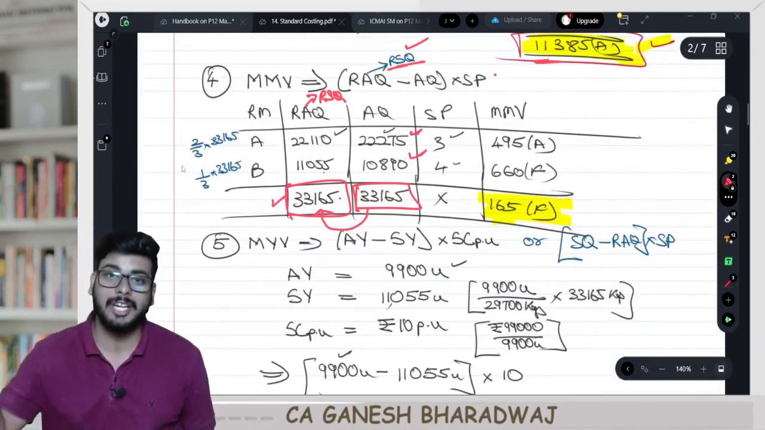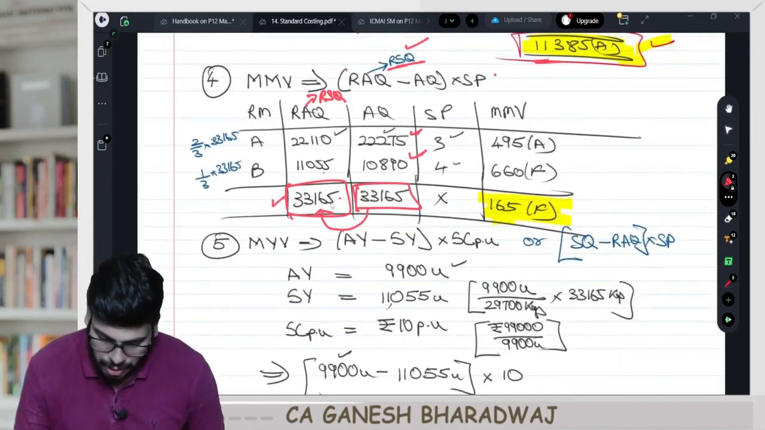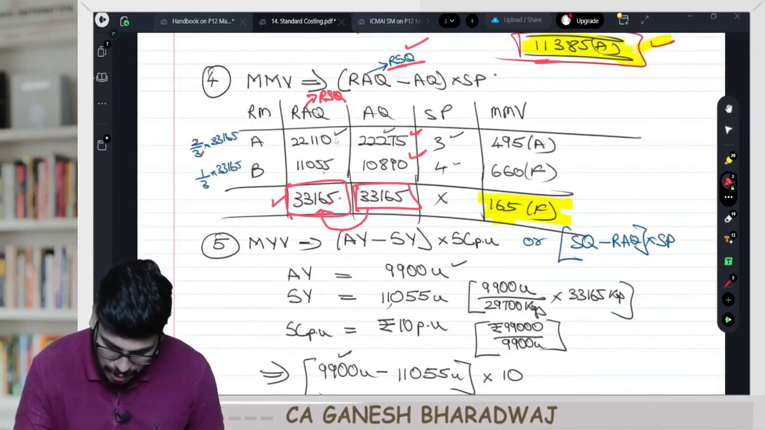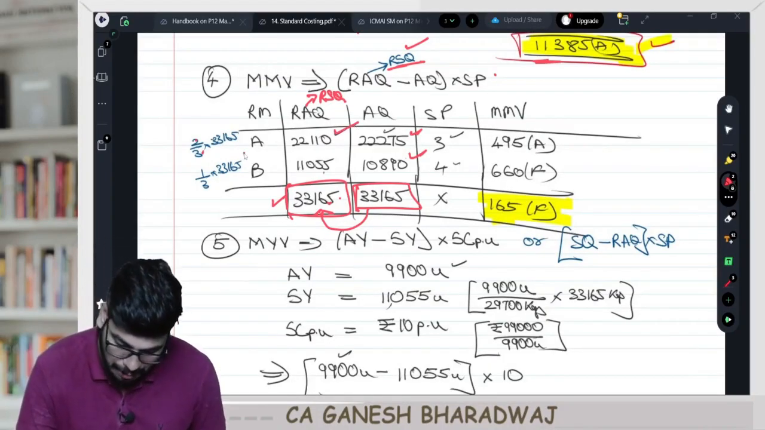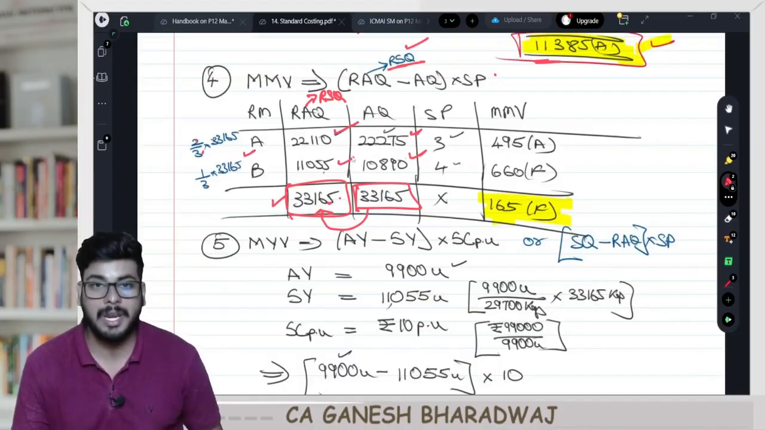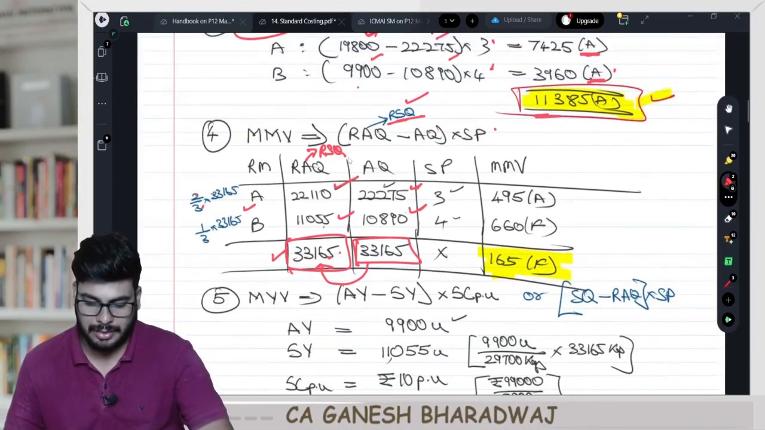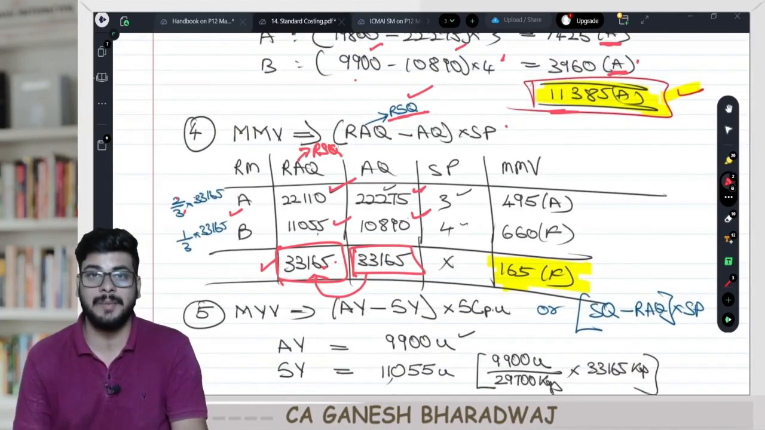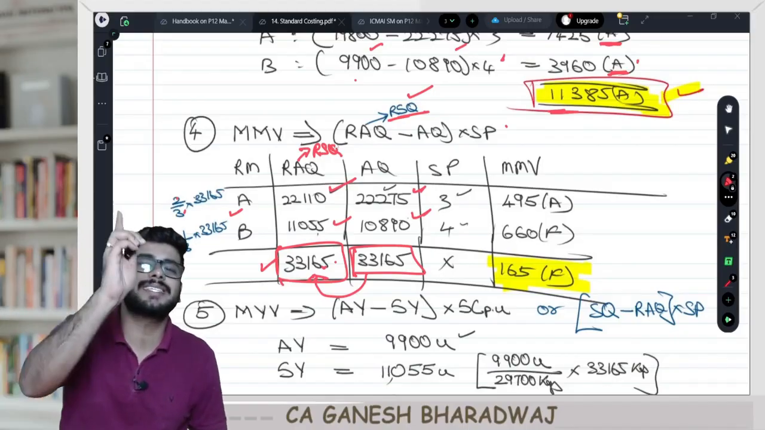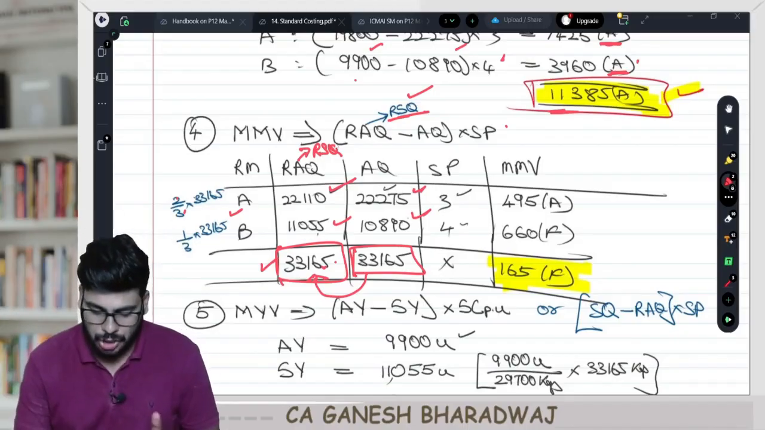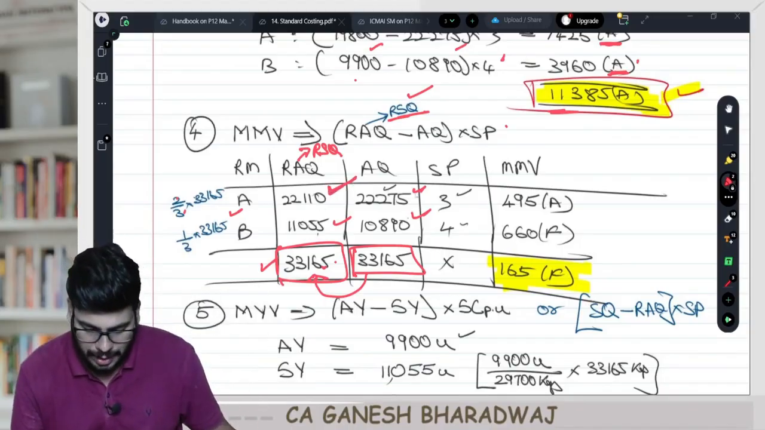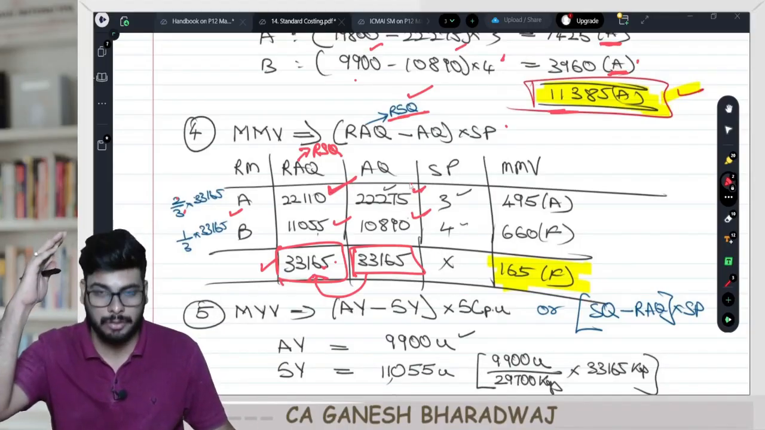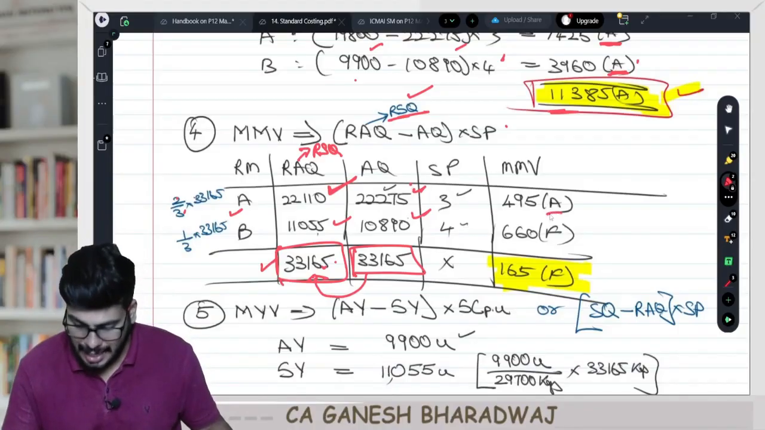So now if I do it that way, how much is it? 33,165 into 2 by 3, that will give you 22,110. 33,165 into 1 by 3, how much is this? That is going to be 11,055. Are you clear with this? Basically, this RSQ is nothing but the actual quantity at the standard mix. Are you clear with this? So now what you do? Now you could have consumed 22,110. You have actually consumed more, 22,275. So clearly it's an adverse variance.